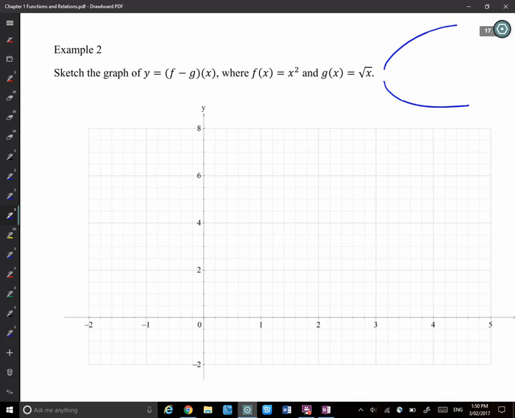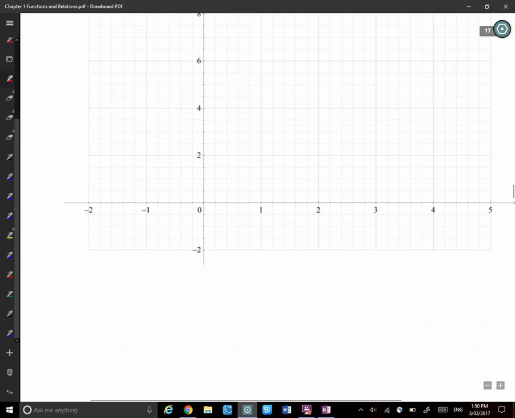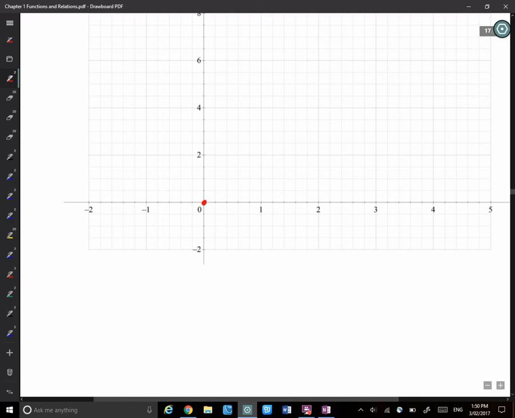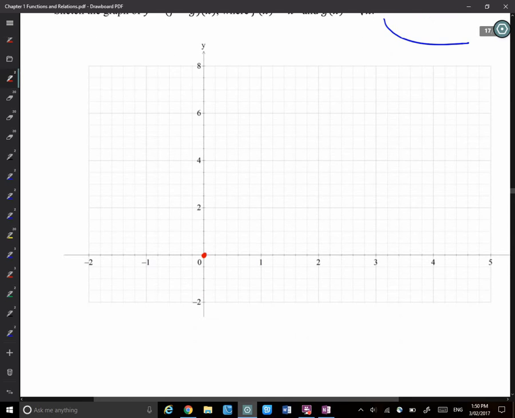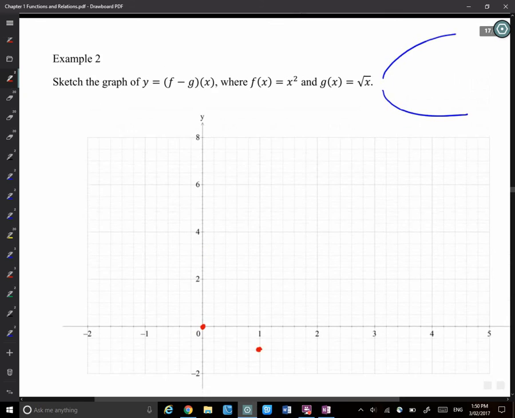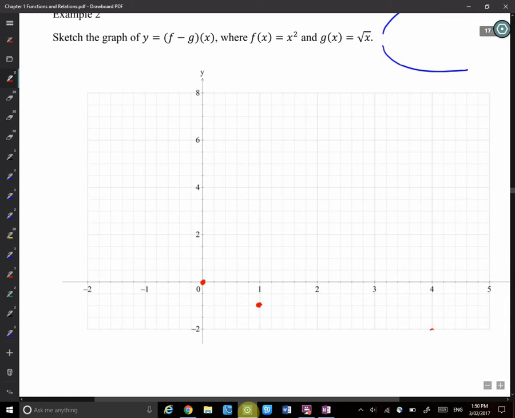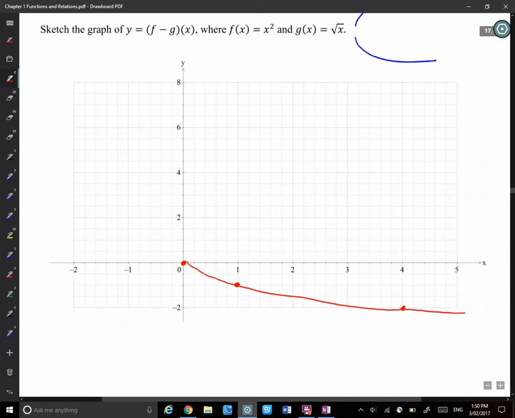Let's sketch negative square root x first. So I will have 0, 0, definitely. I will have 1, negative 1. I will have 4, negative 2. So if I can connect that, okay, that's my square root function.